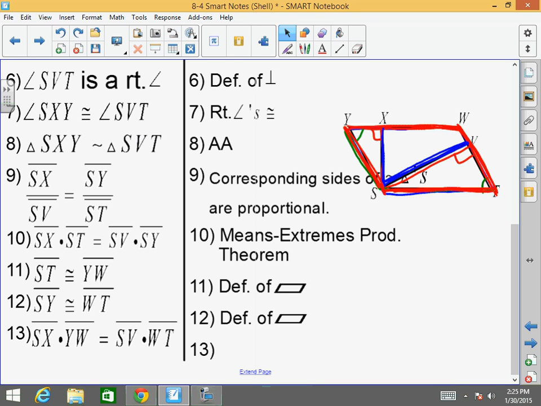Can't I now say that SX times YW, because ST got replaced with YW, and SV times WT, they're both equal now? Why? SY got replaced with WT. Substitution property.